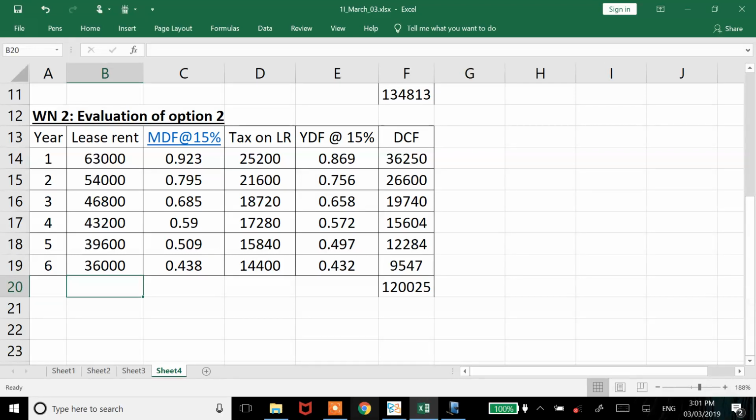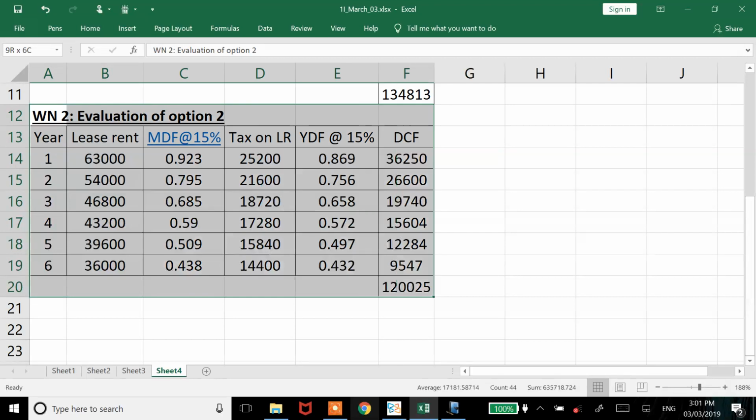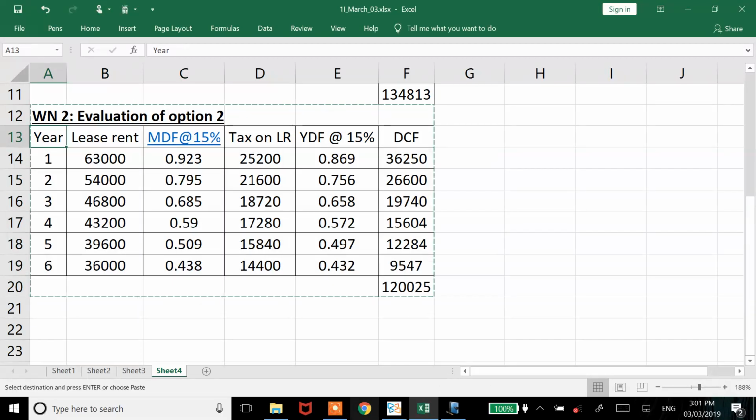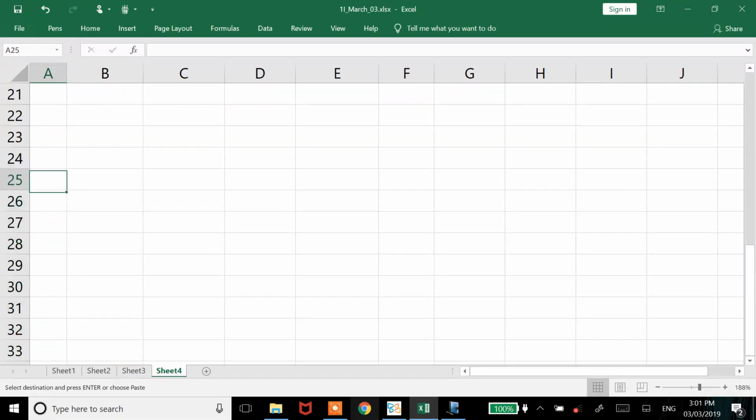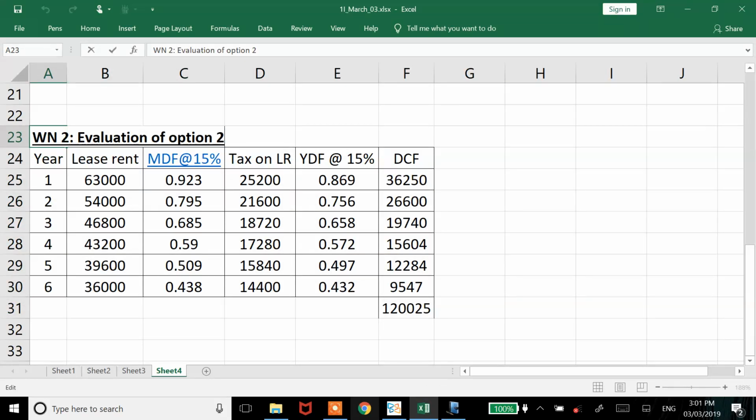Any doubts on this? Can you proceed to option 3? Option 2 is fairly simple. Evaluation of option 3.